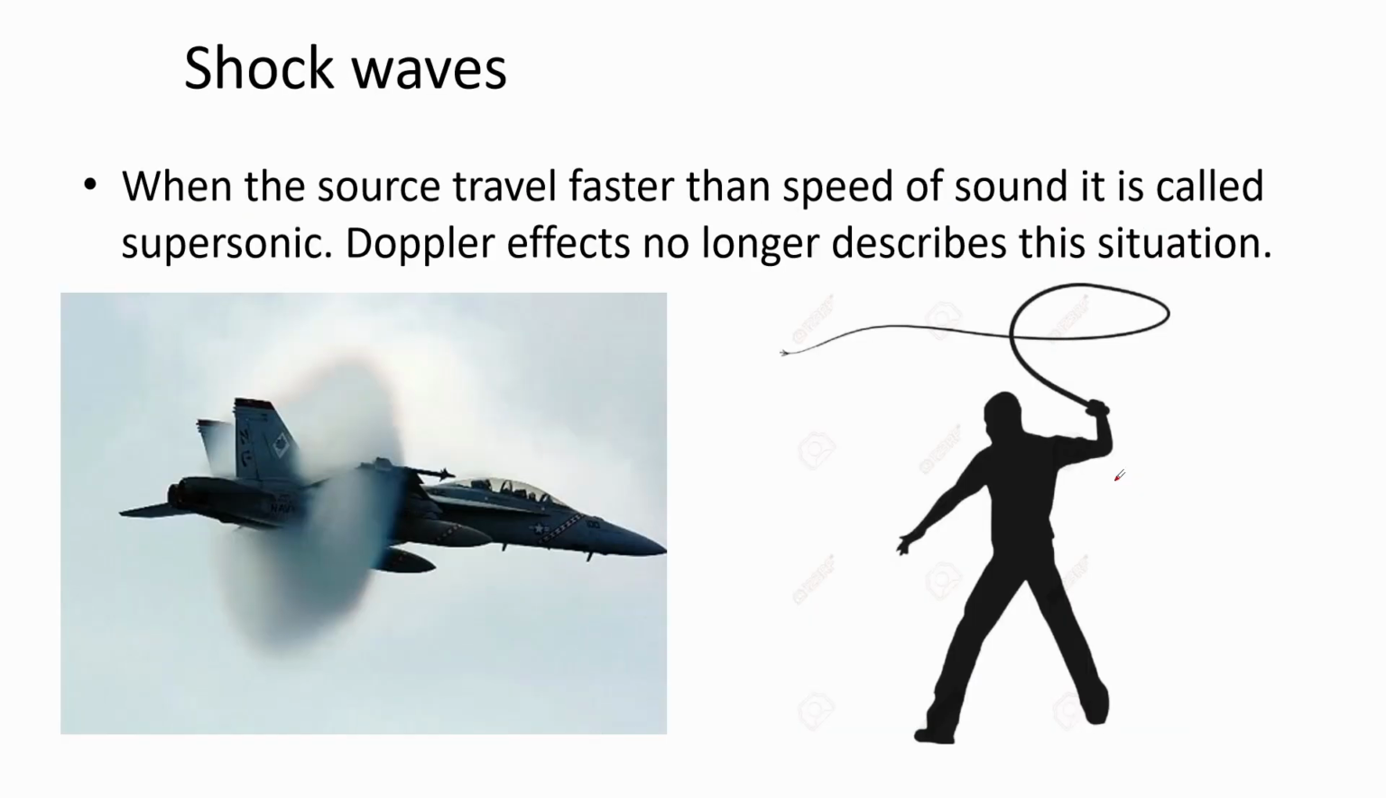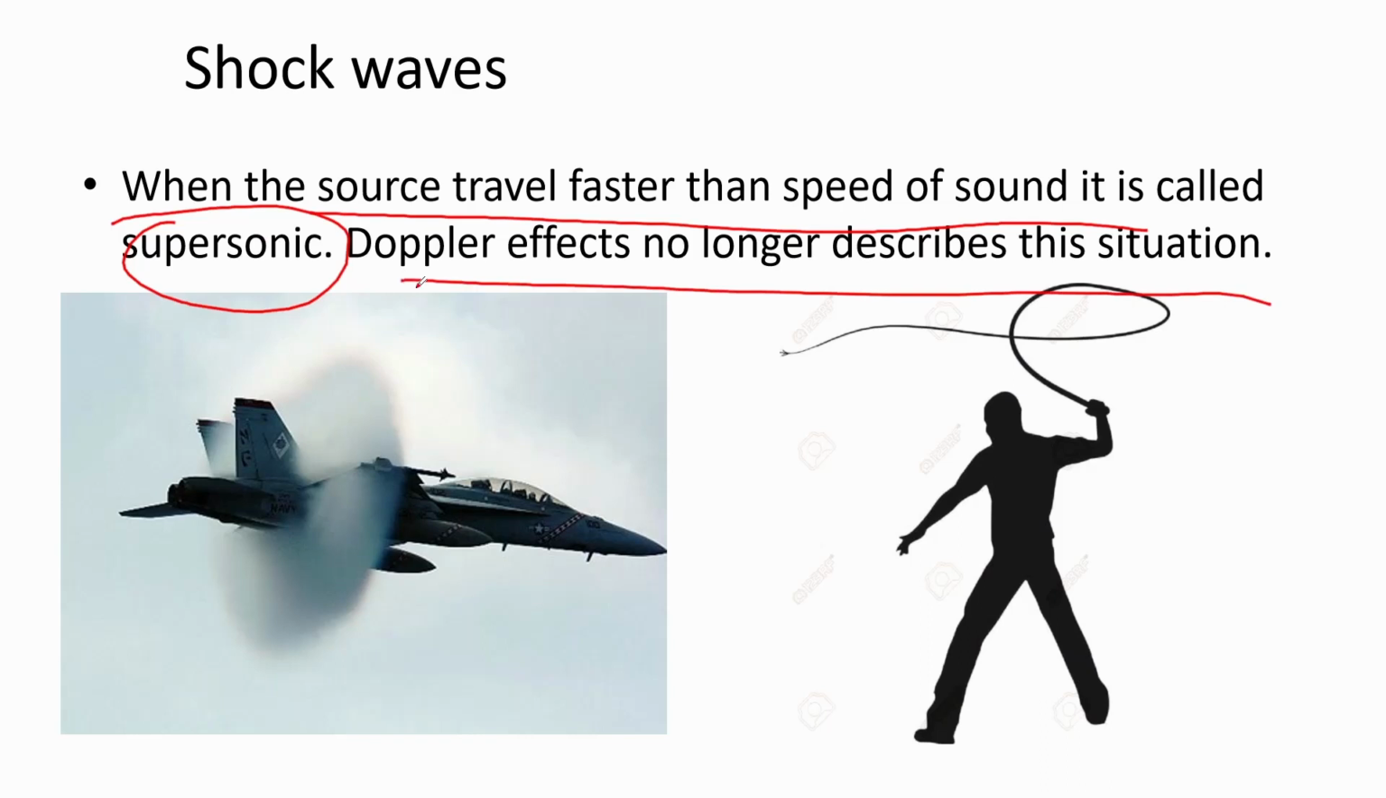When the source travels faster than the speed of sound, it is called supersonic. Doppler effects no longer describe this situation. Here the speed of the source is faster than the speed of sound in air. The event is known as breaking the sound barrier. You can demonstrate this by cracking a whip, where you will hear a loud snap which indicates that the tip of the whip has moved faster than the speed of sound.